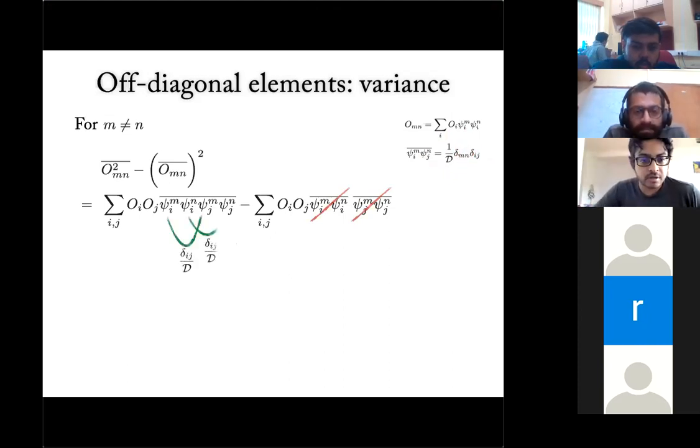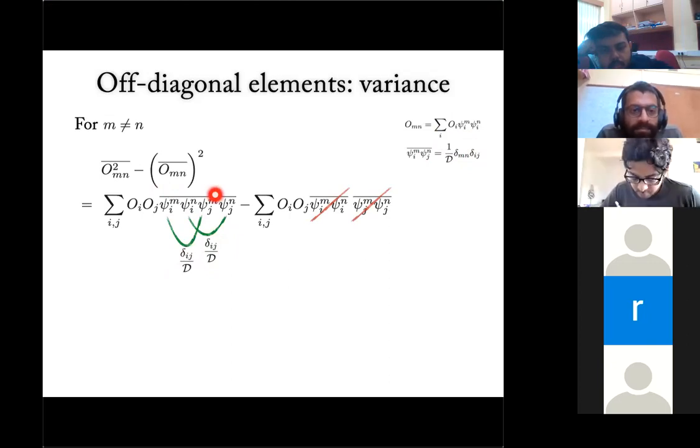Okay, so next you can contract these two things. You basically use this relation, and you get two factors of one over d with these Kronecker deltas from this. Okay, so again, you have the average of four components. This factorizes into averages of two pairs of two components.